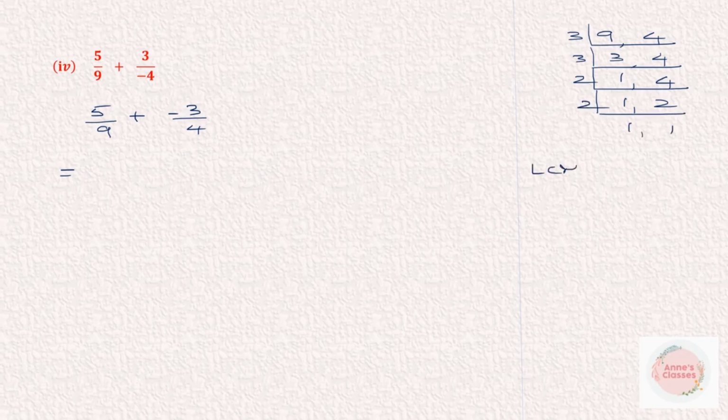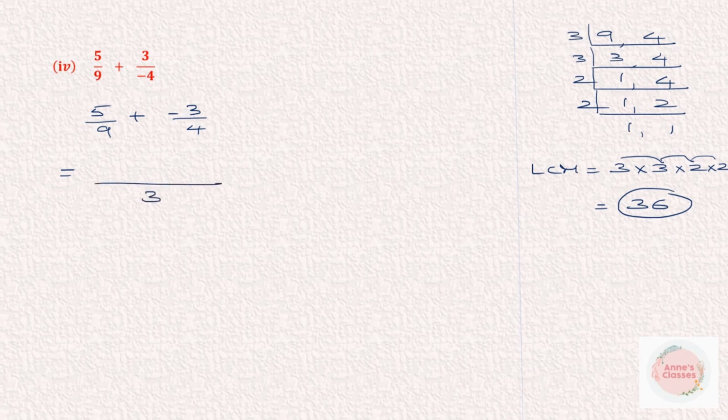So what is our LCM? 3 into 3 into 2 into 2. 3 3s are 9. 9 2s are 18. 18 2s are 36. So the LCM is 36. So let's use that as a common denominator. Take the first fraction, 5 by 9, multiply it with the LCM into 36. Now cancel, 9 4s are 36. Now multiply the numerators, 5 4s are 20.